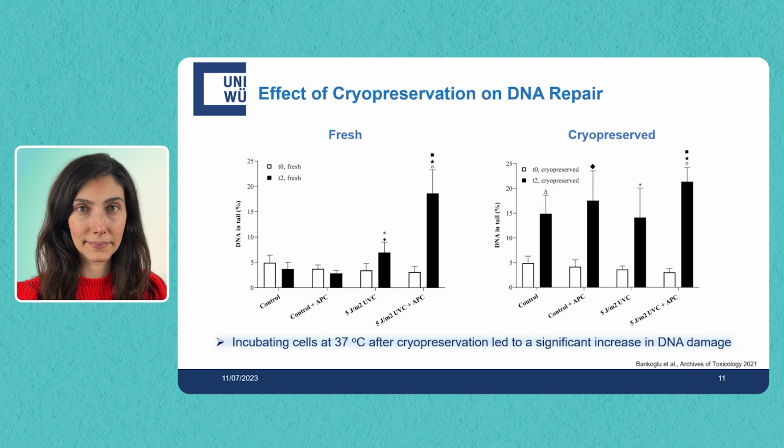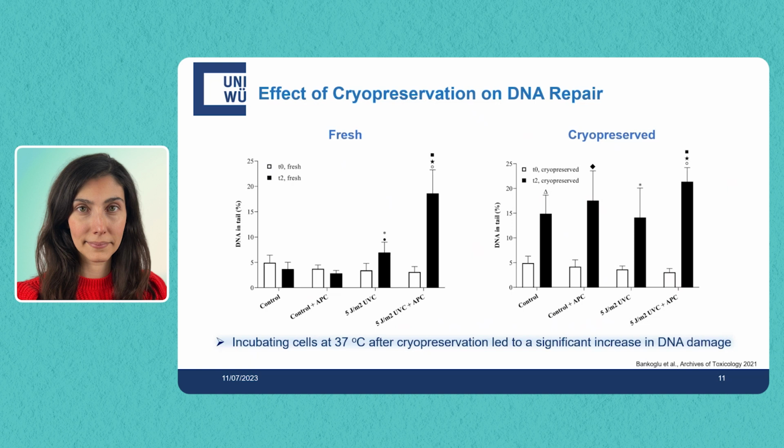So after isolating, you treat them with a substance or do not treat them. We use here UVC, which can induce bulky adducts. And then after treatment you can do the comet assay directly, or you give them time to repair with an inhibitor or without an inhibitor. So time point 2 is like 2 hours later, and you have them in the incubator at 37 degrees.